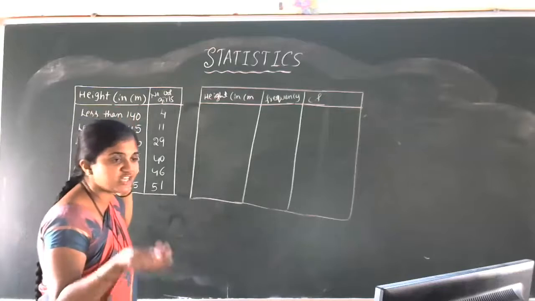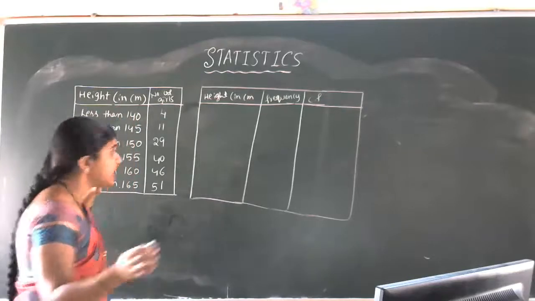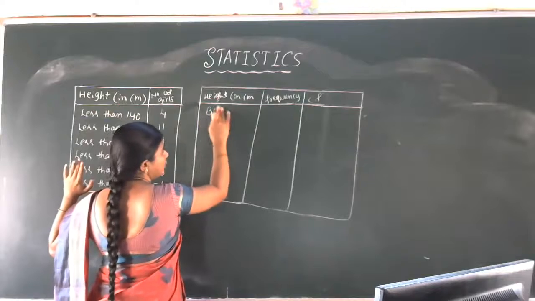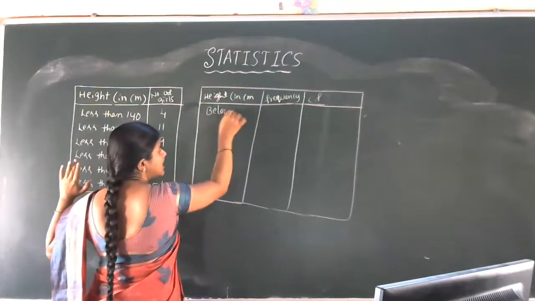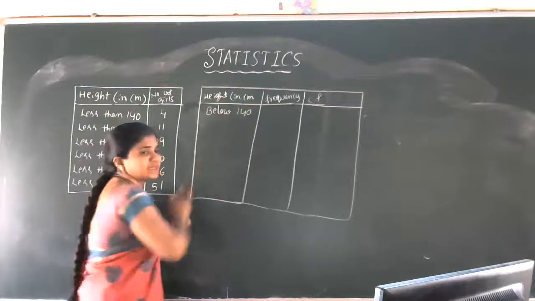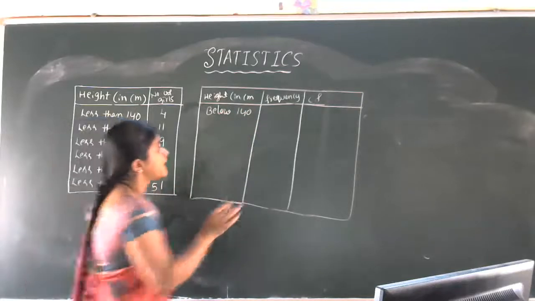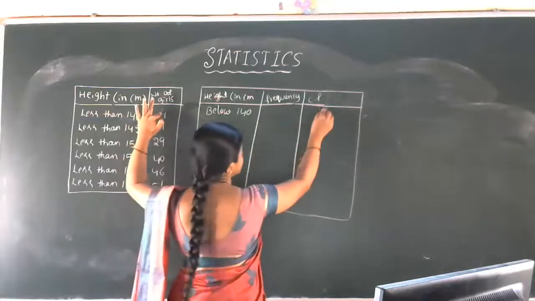We cannot judge that 145. So that's why we have to take the first one as below 140. First class interval is fixed, that is below 140. Below 140, the cumulative frequency is 4.